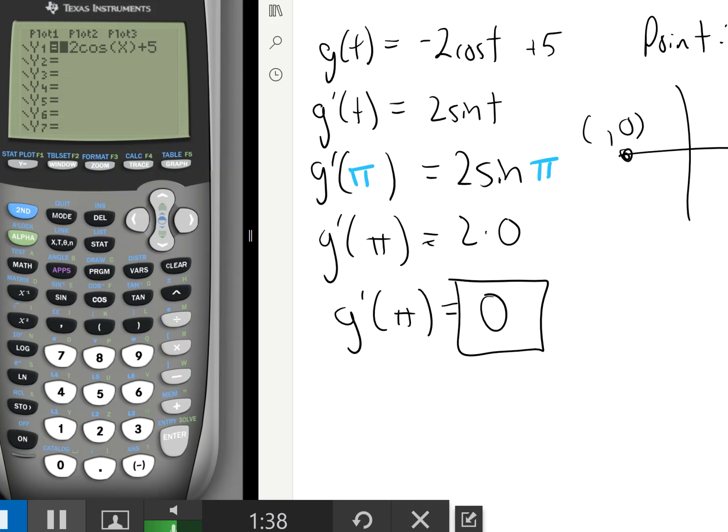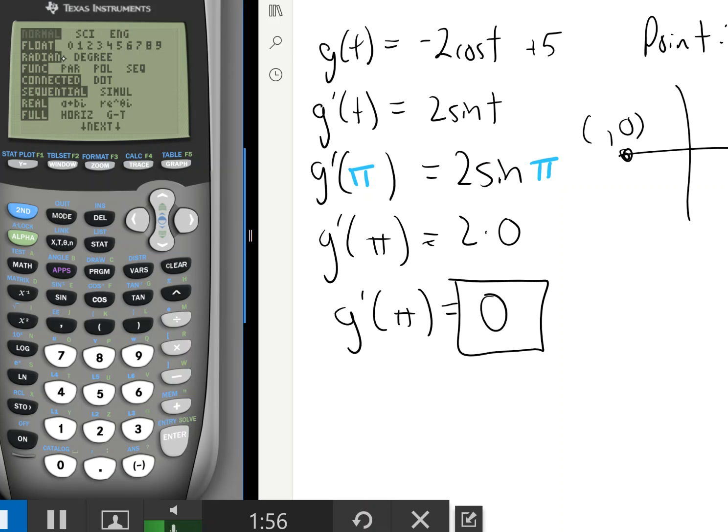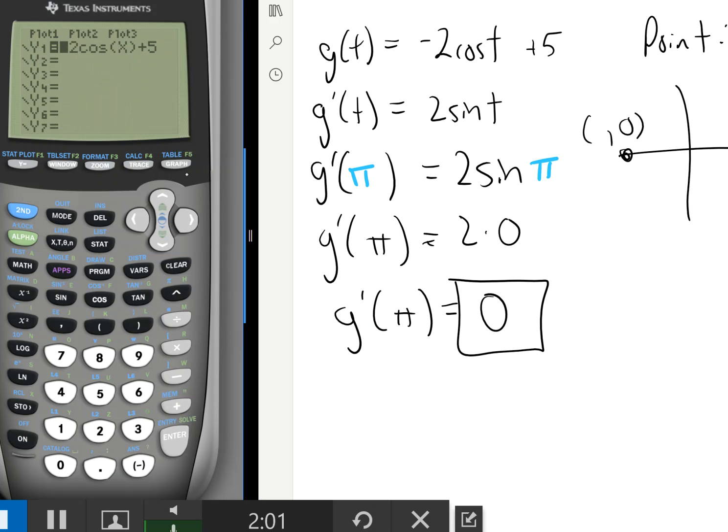So let's go ahead and graph it in the calculator. Here is -2 cosine x plus 5, so I'm using x instead of t, just for convenience. And since I'm going to be plugging in pi, this is not pi degrees, it's pi radians. So it's a good idea if we click the mode and make sure this third option says that we're in radians, not degrees. That's what we are wanting.